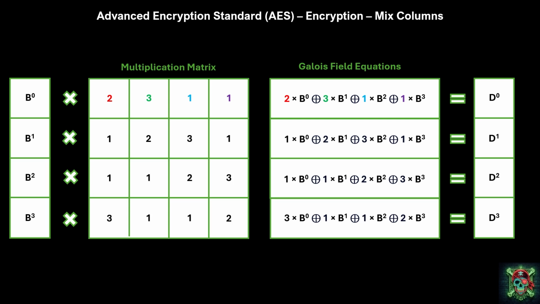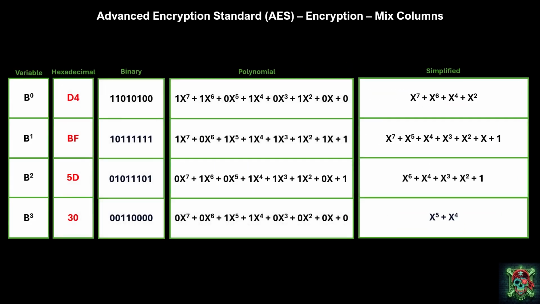Multiplication involves several steps. To demonstrate how it works, I'm going to go through the entire conversion process from B0 to D0. First, let's do some conversions. We are going to replace our generic B variables with the actual hexadecimal values from our state array. Then, we are going to convert those hexadecimal values into binary, and finally into polynomial expressions. The conversion process is quite simple.